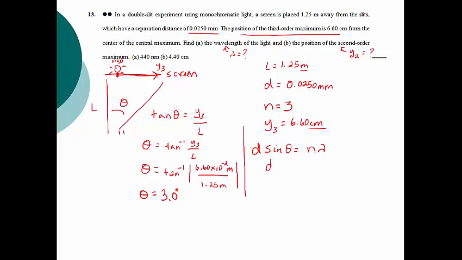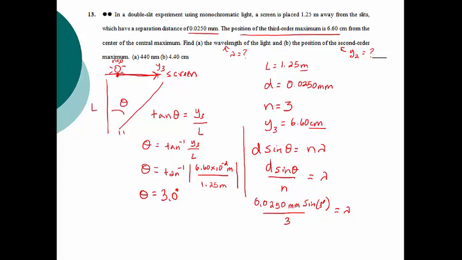So that simply means that d sine of theta divided by n is going to give me lambda. But here my d is in millimeters, and that means that when I solve for lambda, it's going to end up in millimeters as well. So I have 0.0250 millimeters times the sine of 3 degrees divided by 3, because it's the third order, and that's going to give me lambda, again, in millimeters.